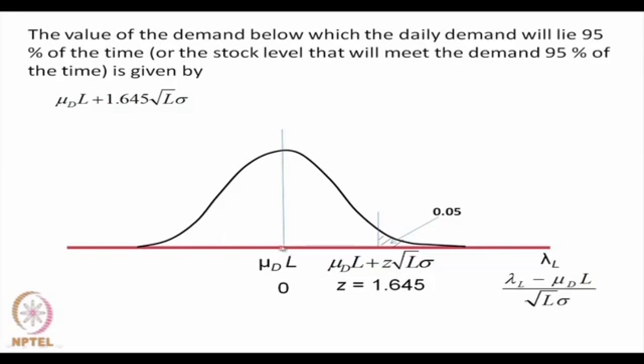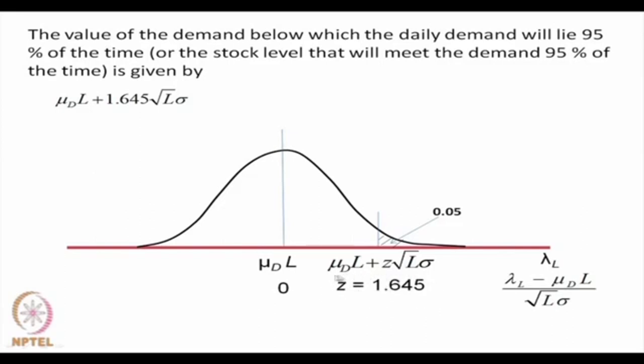If the service level is 95%, that means we are interested to keep a service level such that the maximum demand will exceed this value only 5% of the time. So, the area under the normal distribution is 0.05. If the mean is mu d into L and the standard deviation is root over L into sigma, and Z is the standard normal random variable, from the normal distribution table we can find the value of Z as 1.645.